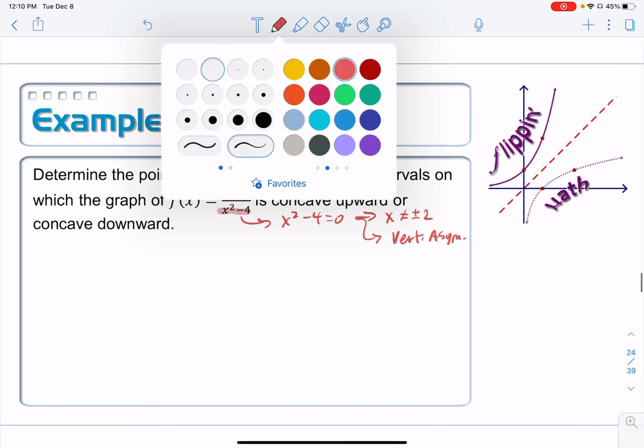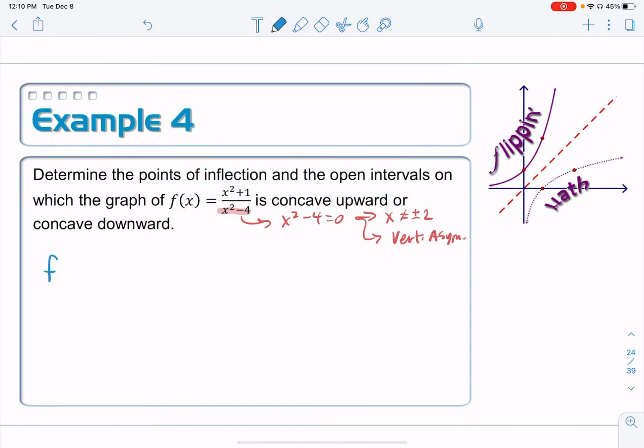Okay, so let's find our derivatives, starting with the first one. So we'll have to use the quotient rule once again. So the derivative of the top is 2x times the bottom, x squared minus 4, minus, no, the top, yeah, there we go, x squared plus 1 times the derivative of the bottom, 2x. And then all of this divided by x squared minus 4 squared.